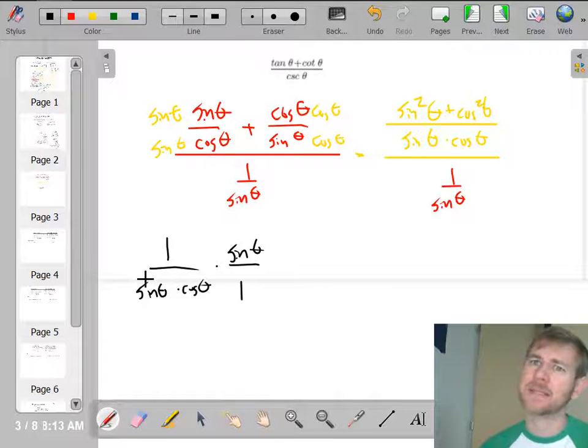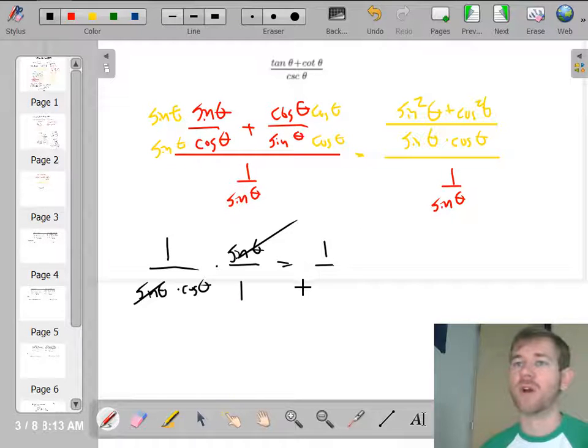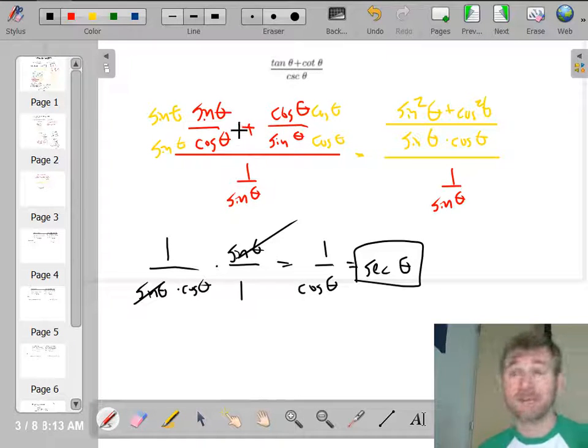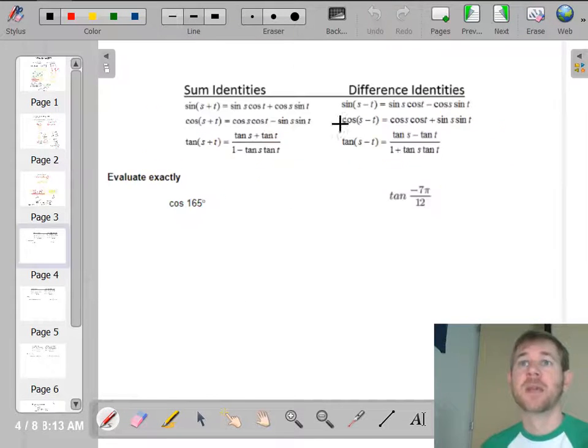So what happens? See ya. You have 1 over cosine theta. 1 over cosine theta, that's secant theta. So again, you could probably do that differently, but that was pretty efficient. So making everything in terms of sine and cosine is usually a pretty good strategy.